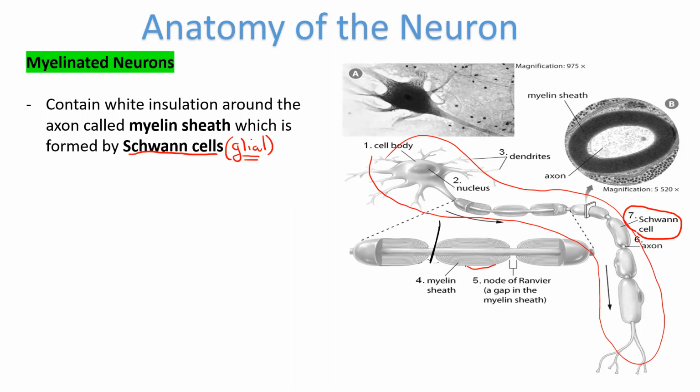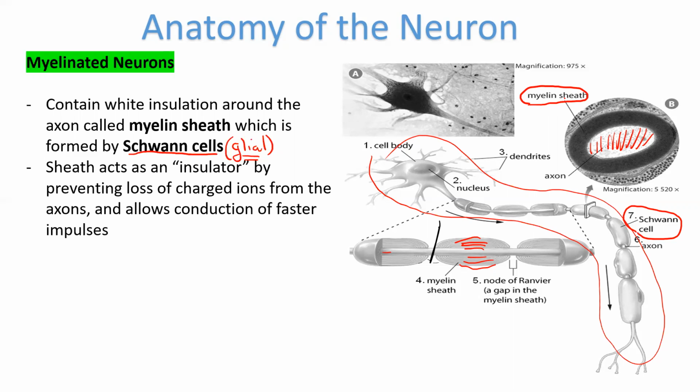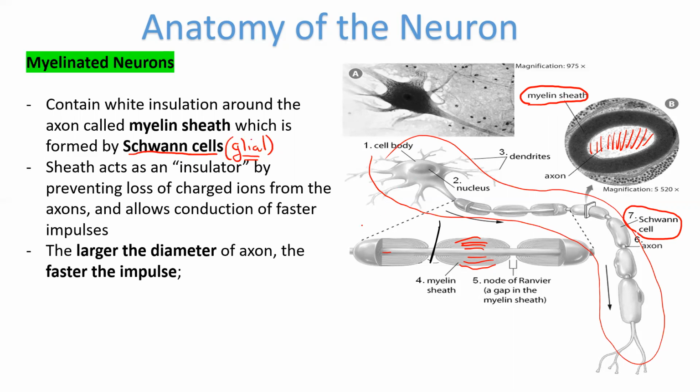makes myelin. Myelin insulates the neuron. In particular, it insulates the axon. If I see the axon here, look at the myelin. It's the insulating coat on the axon. It allows the conduction to be faster. A larger diameter as well as myelin allows the conduction to be faster.